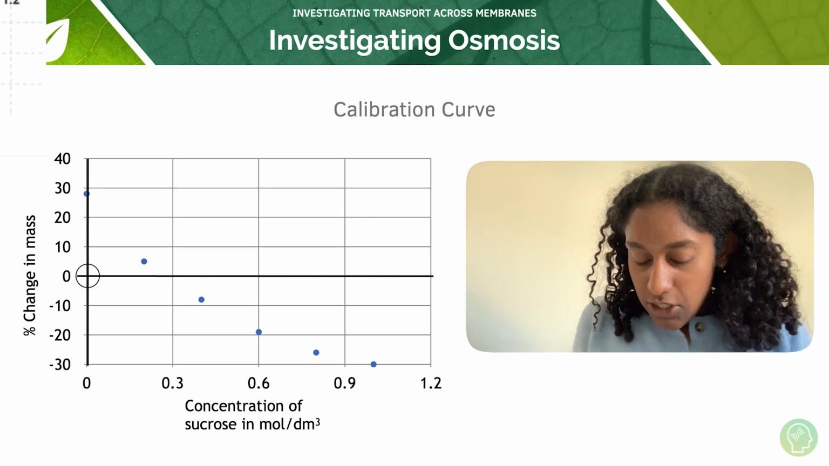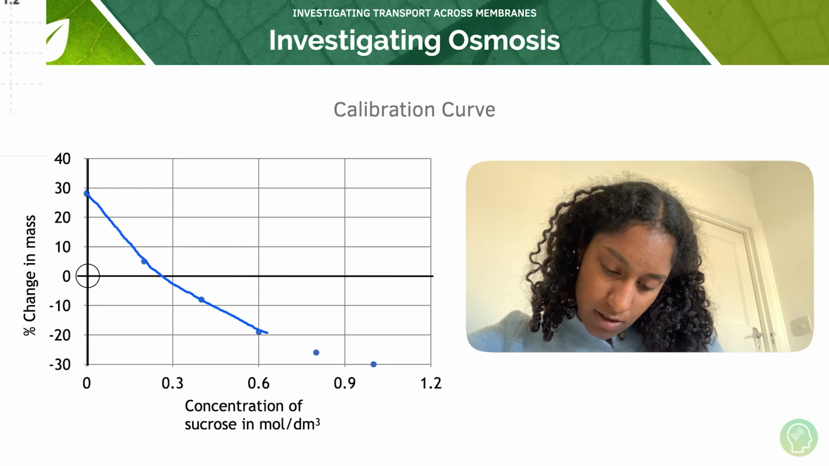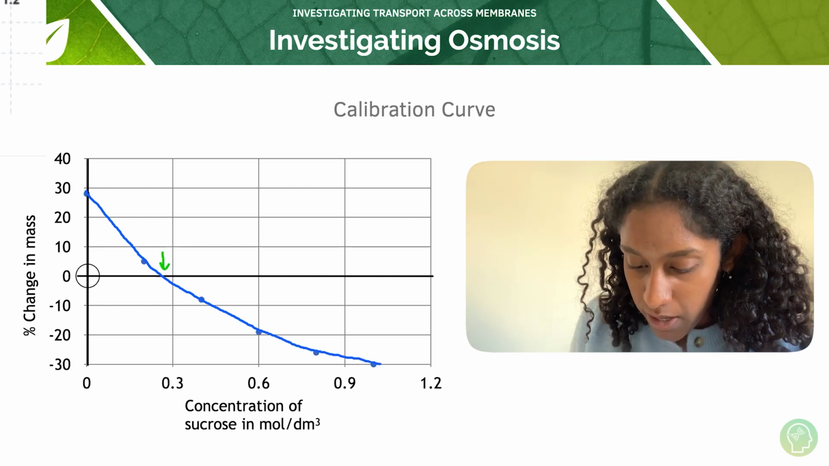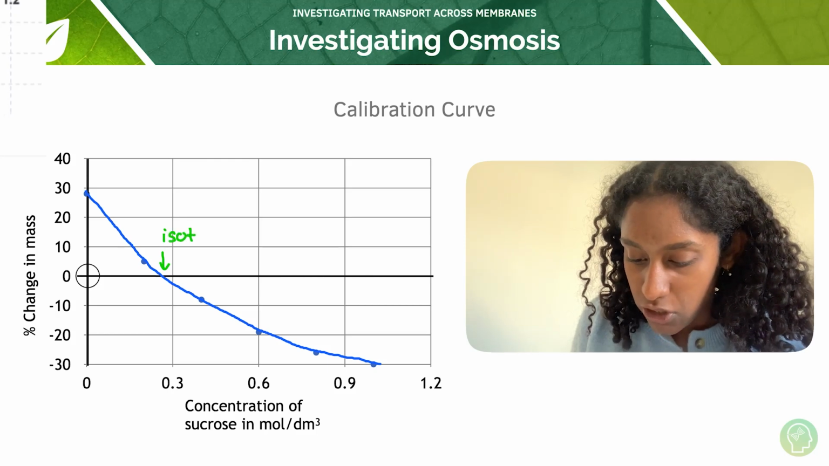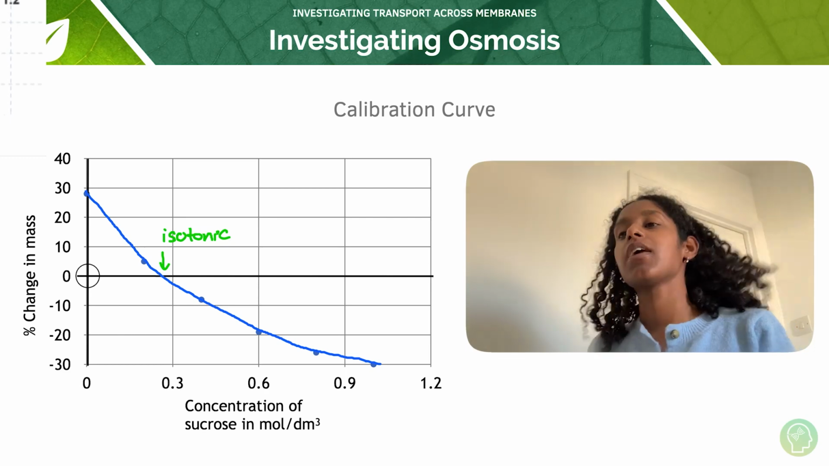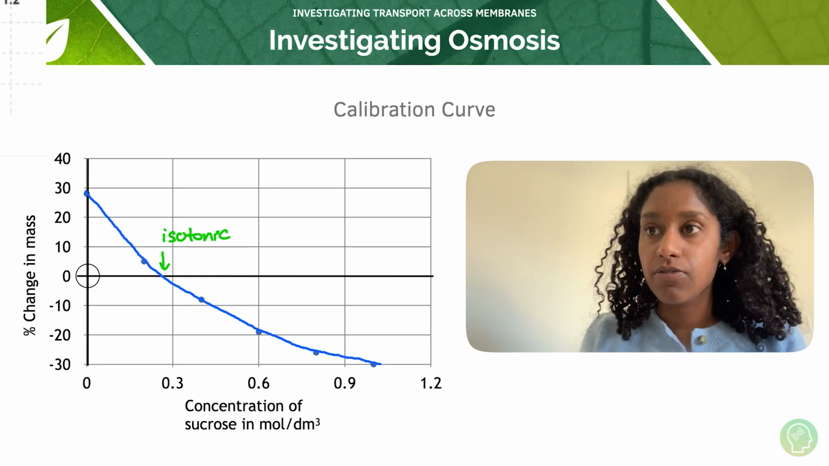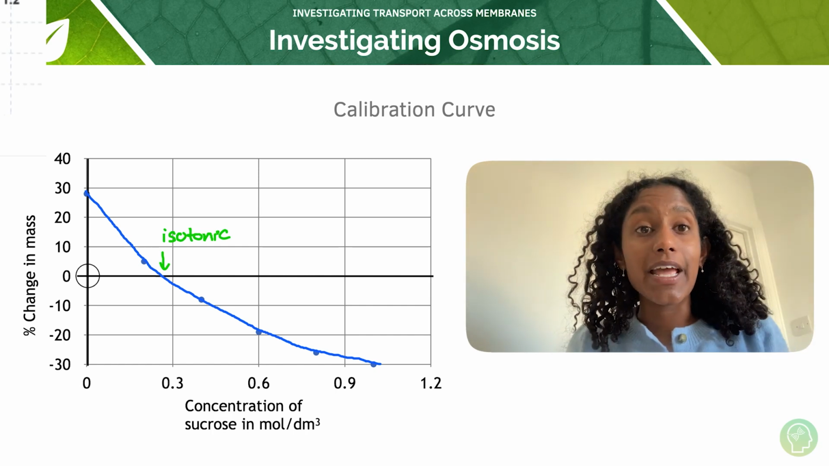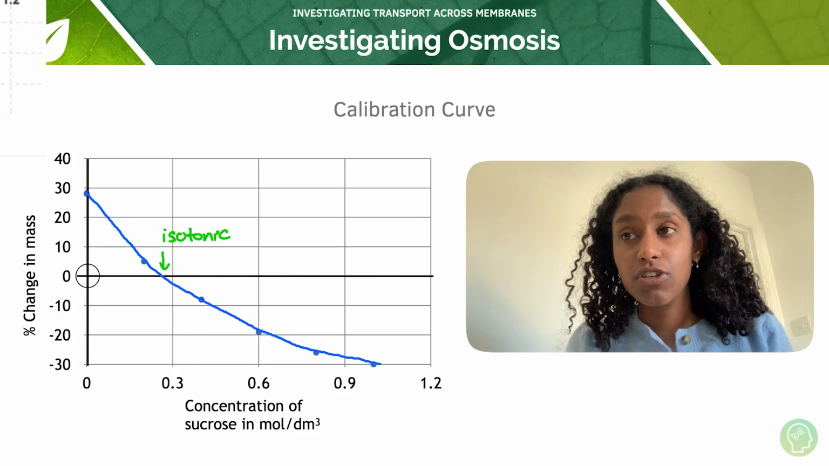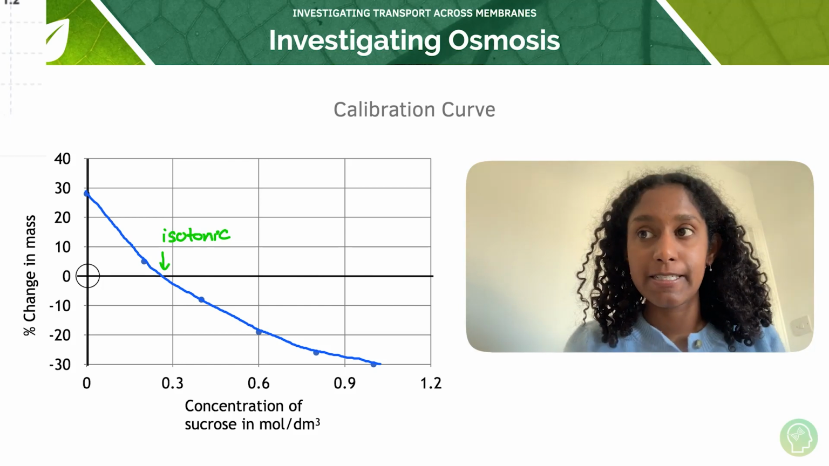Now, let's just add some labels on this graph to make it a little bit easier for you, and it could be quite handy to jot this down in your notes. So remember, this is the point at which our potato chip is isotonic with our sucrose solution. And we know that potato chips in lower concentrations of our sucrose solution will increase in mass, while those in the higher concentrations of sucrose solution will decrease in mass. So let's think about why that happens.